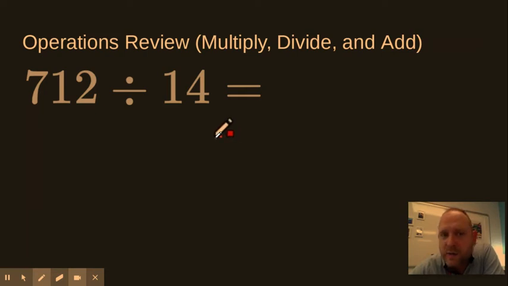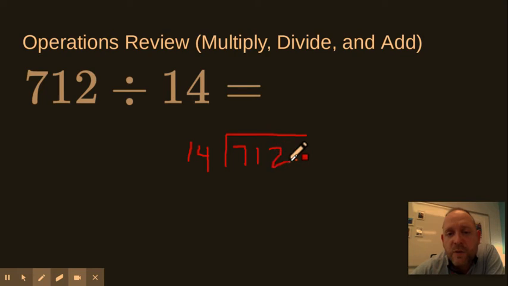All right, here we go. Again, the second number is actually what's going to go outside our vinculum, or outside the house. So I'm going to put my 14 over here. And my dividend, the number that goes inside the house, is going to be 712. So I've got 14 as my divisor, 712 as my dividend. So we would read this 712 divided by 14, easy breezy.